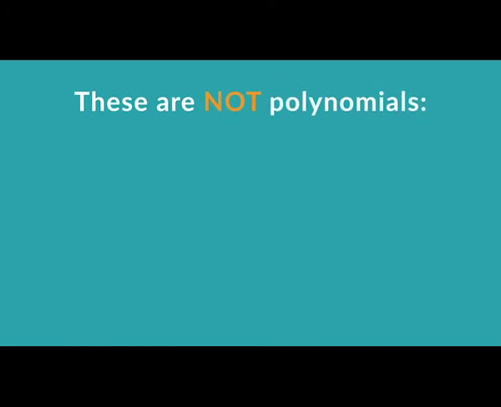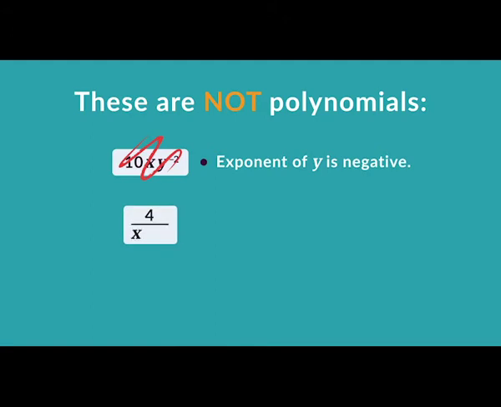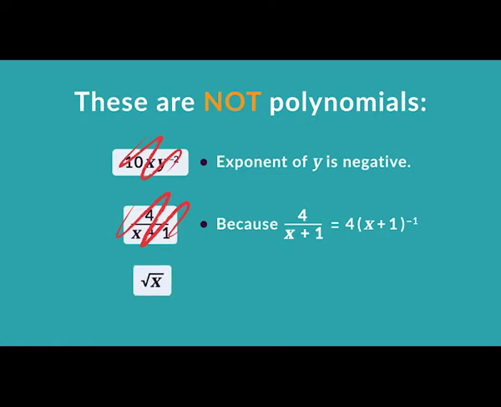Therefore, these expressions are not polynomials. 10xy to the power of negative 2 is not a polynomial because exponents may not be negative. 4 divided by x plus 1 is not a polynomial because a polynomial may not have a variable in the denominator. The term x plus 1 would be raised to negative 1 as it is in the denominator. The square root of x is not a polynomial because this would be raised to the power of 1/2.